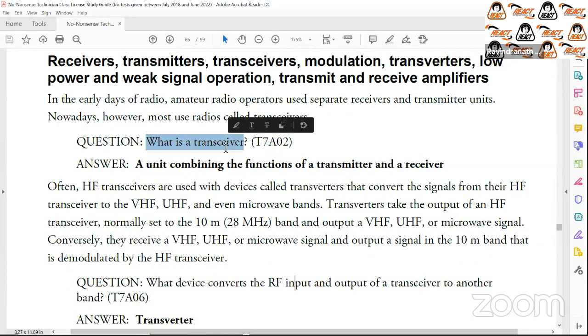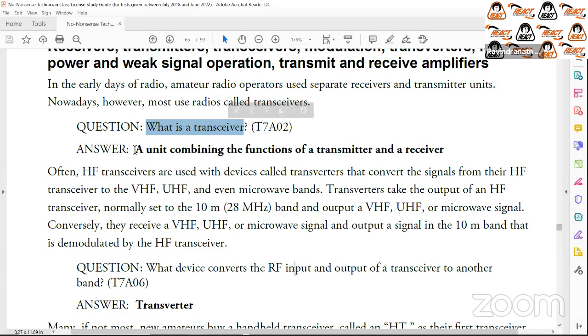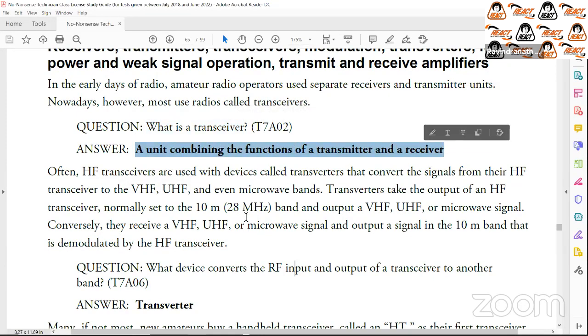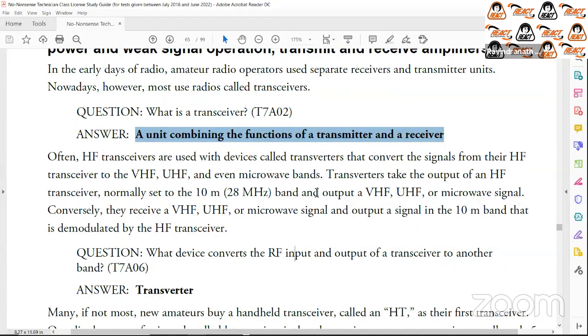First question is, what is a transceiver? A transceiver is a unit combining the functions of a transmitter and receiver. Transceiver.